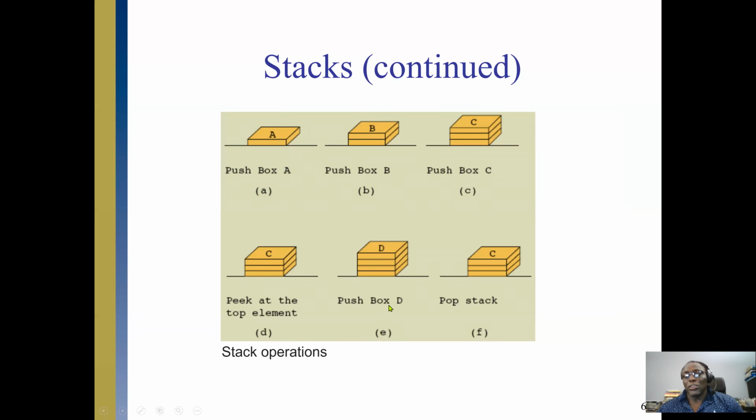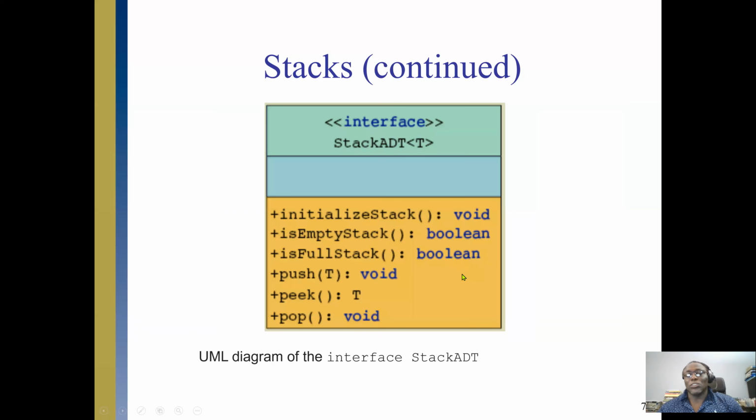Next, we push D. So now we have 4 elements. Now, when we pop the stack, D will come out because D is on top of the stack. So now we have A, B, C. C is on top now. So basically, this is how stack operations work.